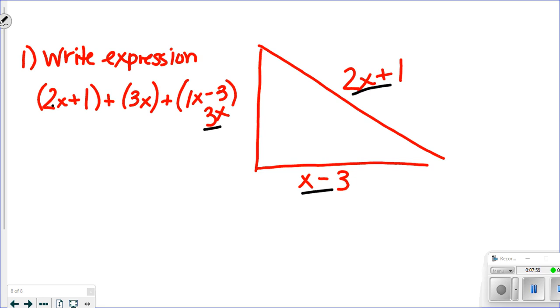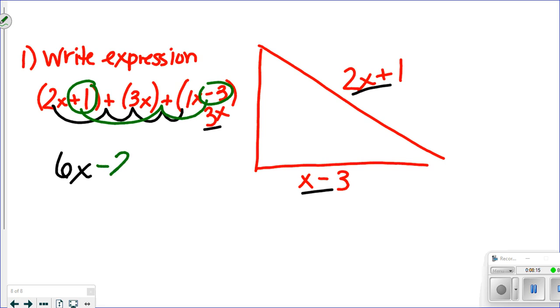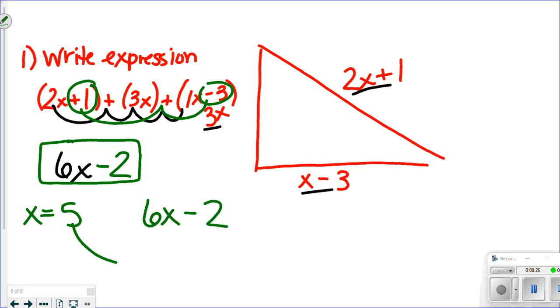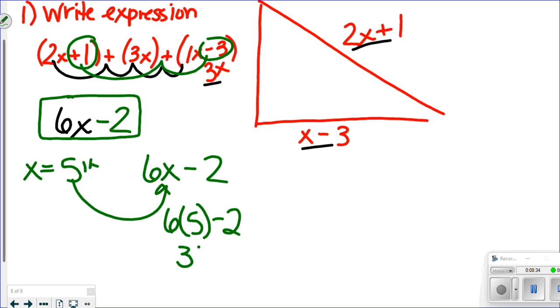So now let's put them together. So I have 2x plus 3x plus 1x. So let's see, that'd be 6x. And then notice I only have a few constants. I have this and I have this. So it'd be 1 plus -3, which would be a -2. So this is my expression for the perimeter. Now if I said if x is 5, I would take my expression and I'd substitute this in for 5. So it'd be 6 times 5 minus 2. Let's just say it's inches. So it'd be 30 minus 2 would be 28 inches.